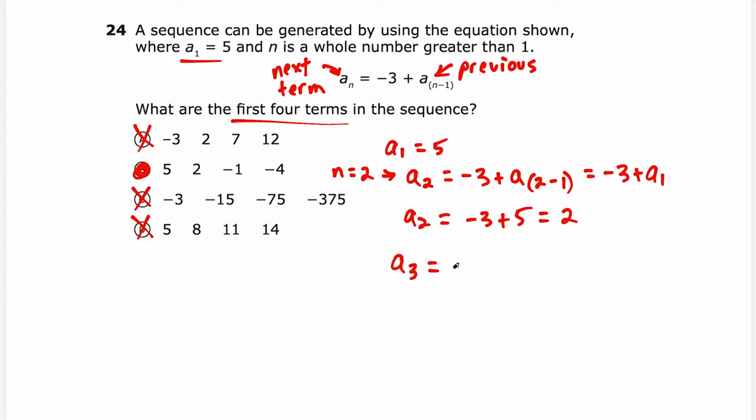So now for a sub 3, I like to use this interpretation over here. The next term is equal to negative 3 plus the previous term. So the term right before a sub 3 would be a sub 2, which we found to be equal to 2. So negative 3 plus 2 is negative 1, and you can see that negative 1 is the next term. Now a sub 4 is equal to negative 3 plus the previous term. The term right before a sub 4 was negative 1. So negative 3 plus negative 1 is negative 4. And choice B is definitely our answer.